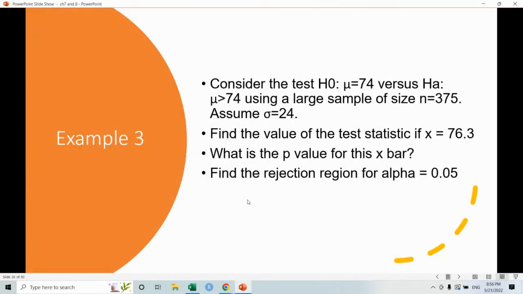Anyhow, example 3. Consider the test H naught, the mean equals 74, versus the alternative hypothesis that the mean is greater than 74, using a large sample size of n equals 375 and assuming a standard deviation of 24. Find the value of the test statistic if x-bar equals 76.3. What is the p-value for this x-bar? And find the rejection region for alpha 0.05.